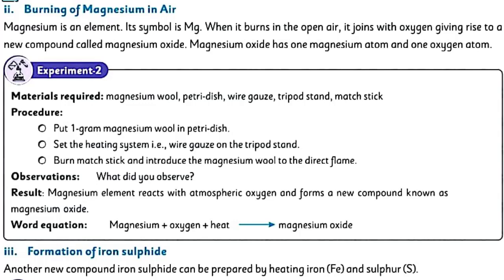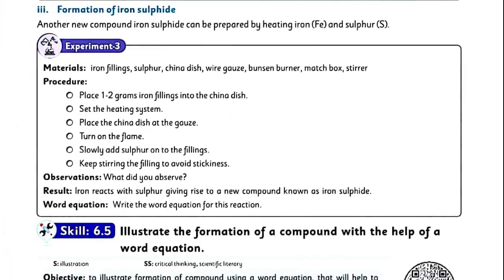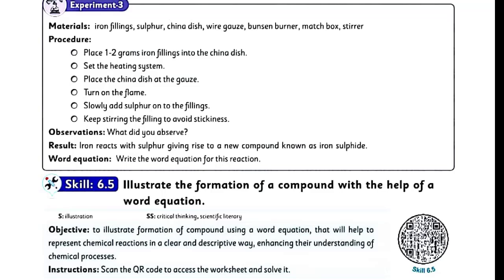3. Formation of iron sulfide. Another new compound, iron sulfide, can be prepared by heating iron and sulfur. Experiment 3. Materials: iron filings, sulfur, china dish, wire gauze, Bunsen burner, matchbox, stirrer. Procedure: place 1 to 2 grams iron filings into the china dish. Set the heating system. Place the china dish on the gauze.